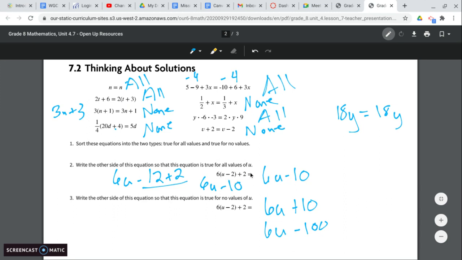Now, could we do something like this and have the distributive property going on, adding, subtracting, and having to simplify it down? Of course. Yes, definitely. But you just have to make sure it would simplify down to this right here. So that way they'd be equivalent. All right.